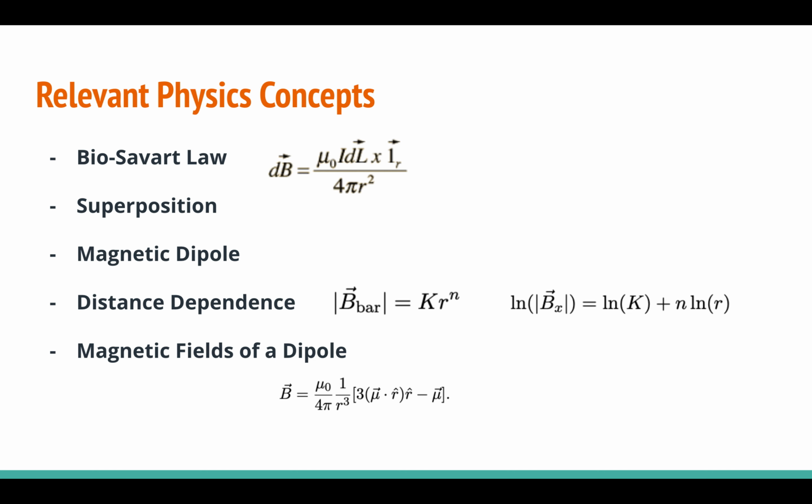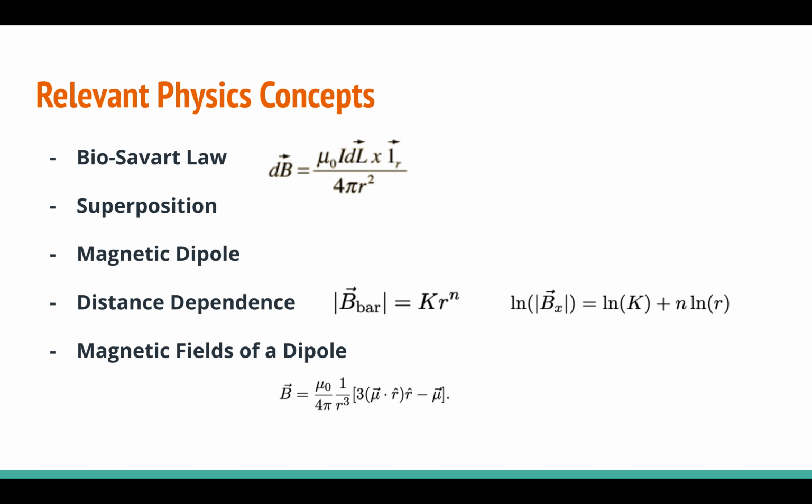Some relevant physics principles utilized were the Biot-Savart law, which explains the production of a magnetic field produced by a stable electric current. We applied the concept of superposition of the magnetic field of the bar magnet onto Earth's magnetic field. We utilized the magnetic dipole as a vector quantity used to measure the tendency of an object to interact with an external magnetic field.